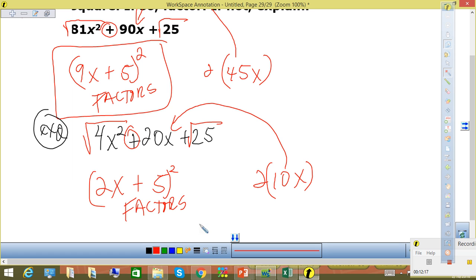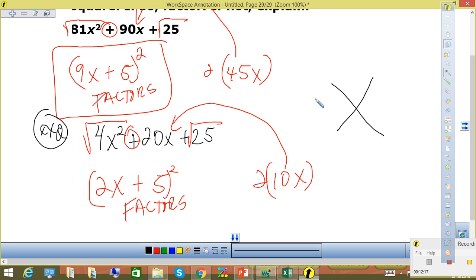Now check this out. Guys, focus. Now, this is a shortcut. This is how to identify patterns with perfect square trinomials. However, some of us don't see it. If you don't see it, well, guess what? Is there a GCF? No. Next step.